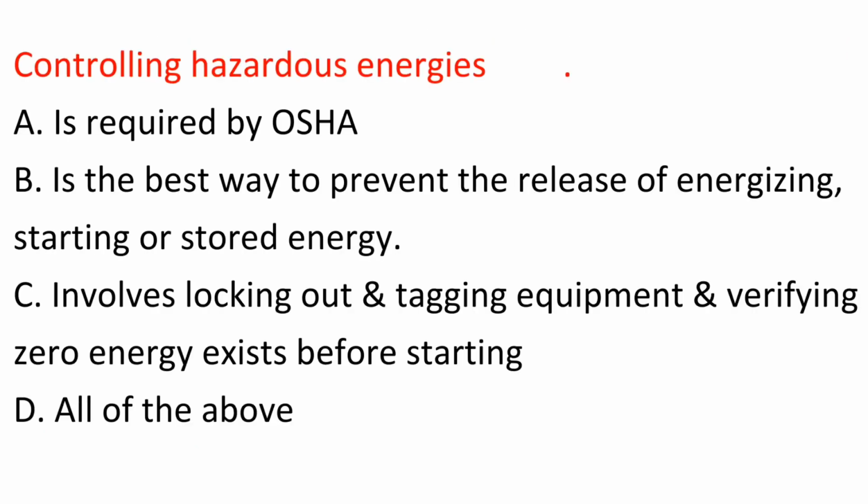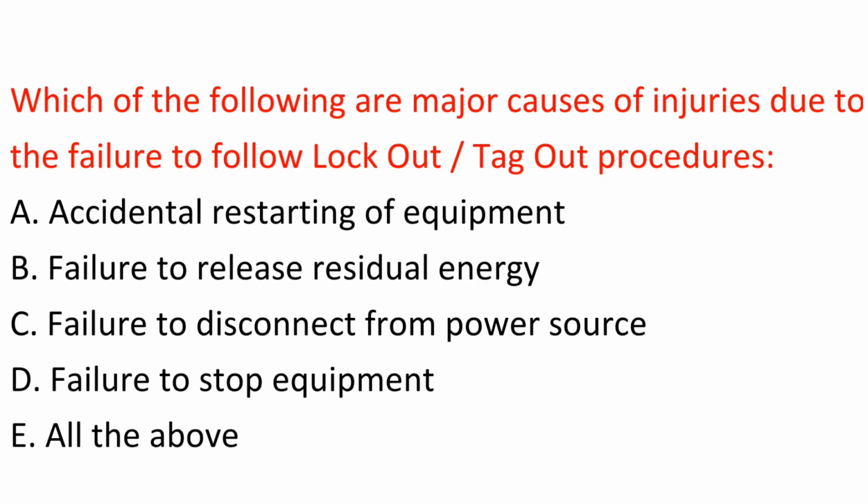Question. Controlling hazardous energies. A. Is required by OSHA. B. Is the best way to prevent the release of energizing, starting or stored energy. C. Involves locking out and tagging equipment and verifying zero energy exists before starting. D. All of the above. Answer. D. All of the above.